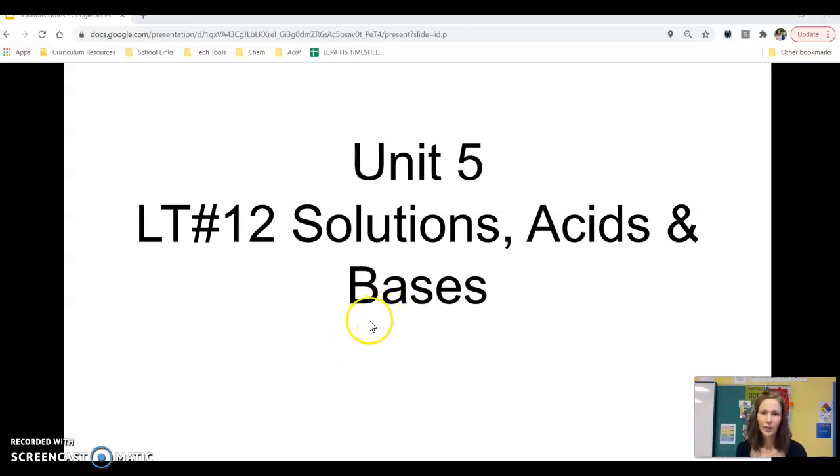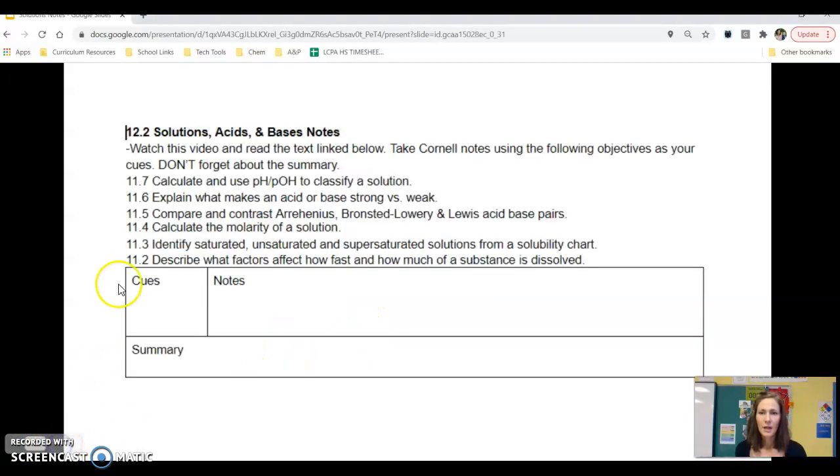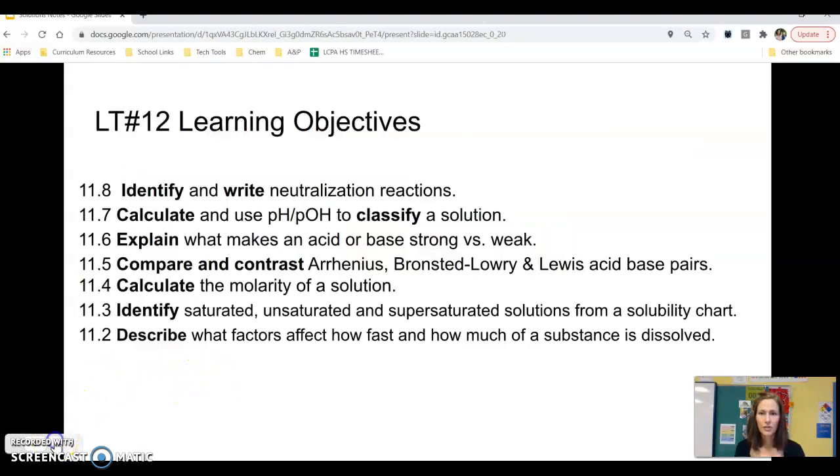Hi guys, today we're going to look at our learning target 12 notes and information on solutions, acids, and bases. For this assignment, you're going to watch this video and then take Cornell notes following these objectives. These objectives are going to become your cues. You're going to add notes in the notes section, and don't forget to add a summary at the end when you have finished. So let's get started.